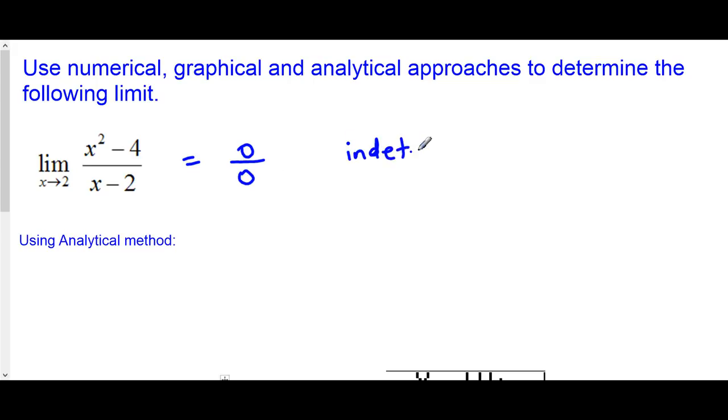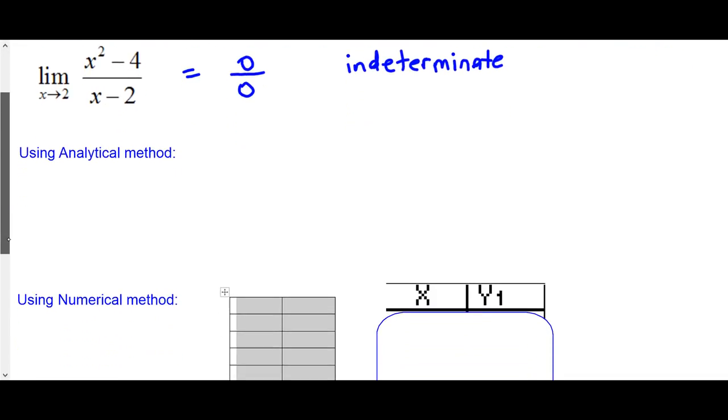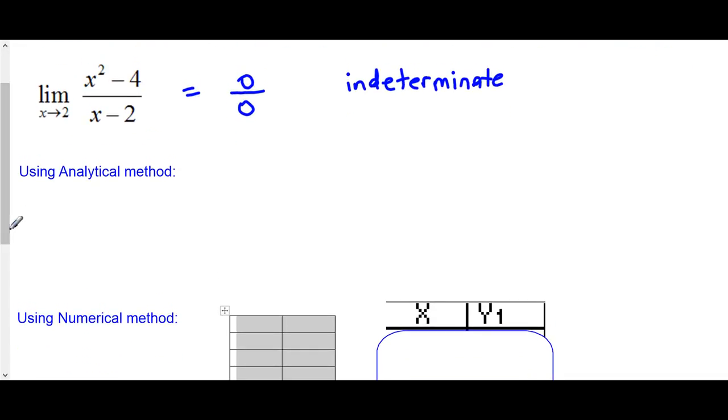And that does not mean that the limit does not exist. It basically means that we need to do more work to figure out what's happening. So 0 over 0 for a limit question means the limit is indeterminate at the moment, but more work needs to be done to explore it. So we're going to apply 3 different approaches to solve the problem. One of them will be the analytical method. Now, the analytical method, also known as the algebraic method, is using equations to simplify the expression.